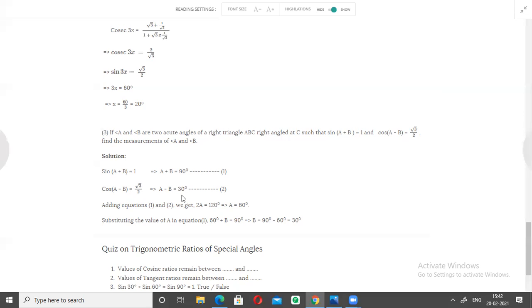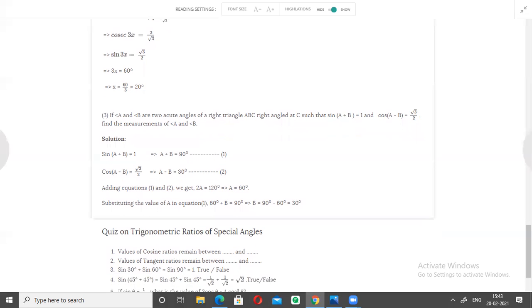Now we have two equations and two unknowns, A and B. This is a pair of linear equations in two variables. To solve it, we can eliminate one variable. If we add them, B and minus B cancel. So twice A is equal to 90 plus 30, which is 120 degrees, and A is equal to 60 degrees. Substituting this value of A in the first equation, we get 60 degrees plus B equal to 90 degrees. So B equals 90 minus 60, which is 30 degrees.